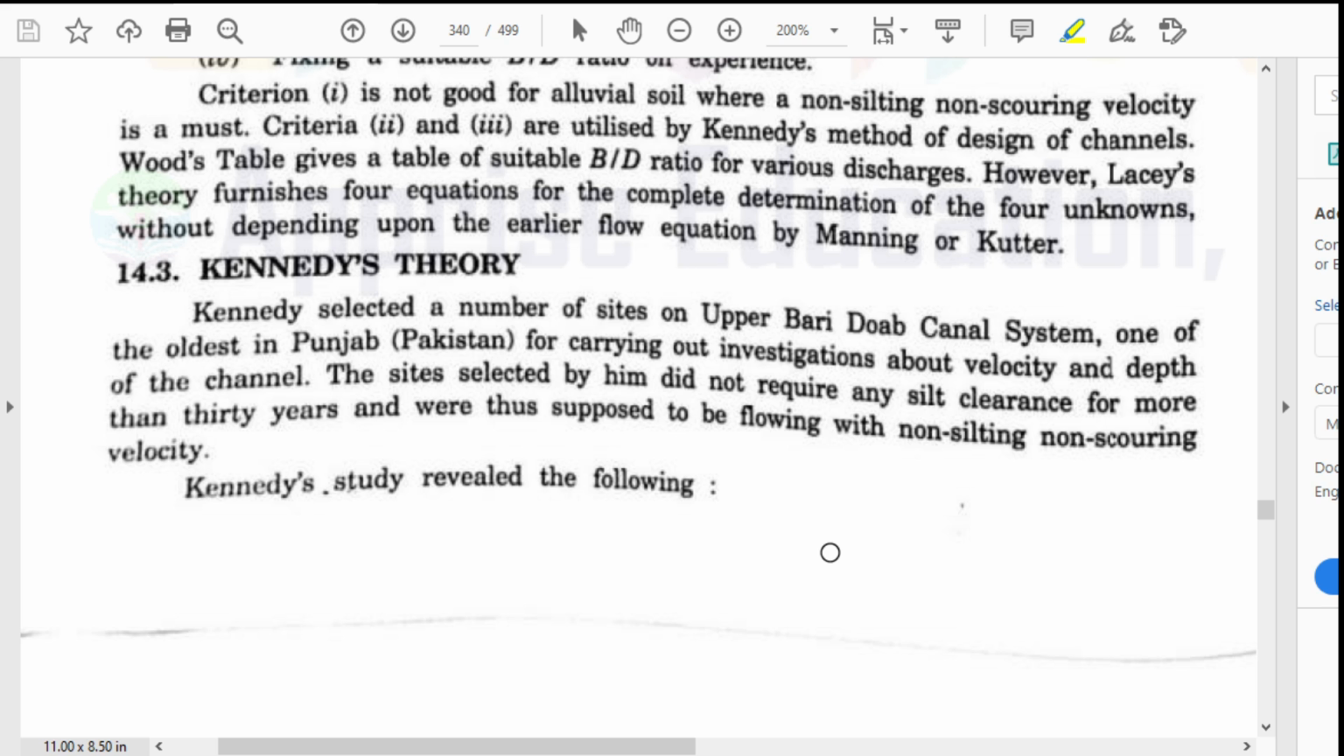Okay. So we will move further directly to the design procedure for Kennedy's theory.